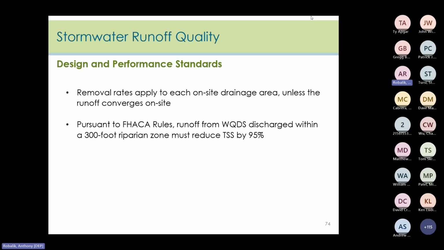So each individual drainage area must meet the 80% requirement unless there is convergence prior to discharge from the site. Drainage areas discharging to different locations cannot be averaged together. And additionally, water discharging within a riparian zone must reduce TSS by 95%.